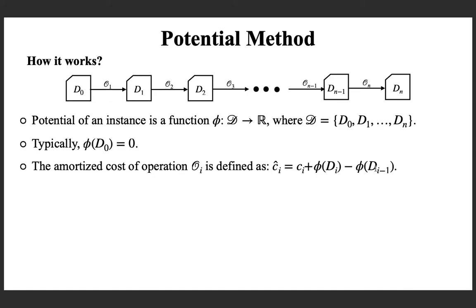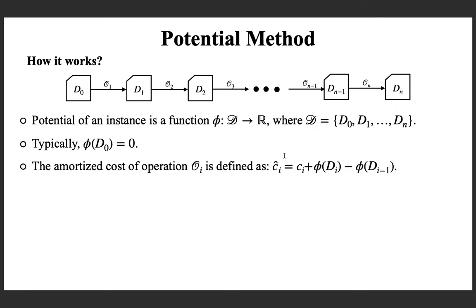If you recall what we did in the basic accounting method, we directly assigned some amortized cost for every operation, and then we proved that the assignment satisfies the sufficient condition, and hence we proved that the assignments that we did for those two examples are correct. And here, unlike that, the potential function is going to take part in the definition of the amortized cost.